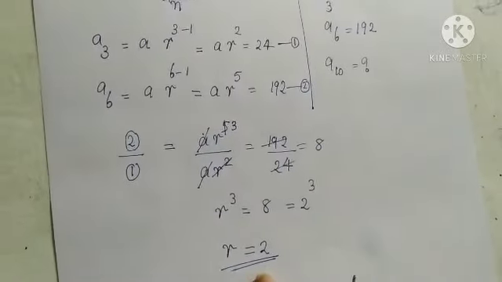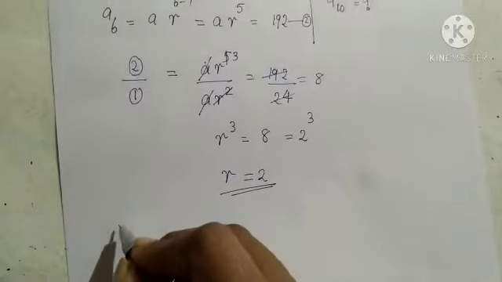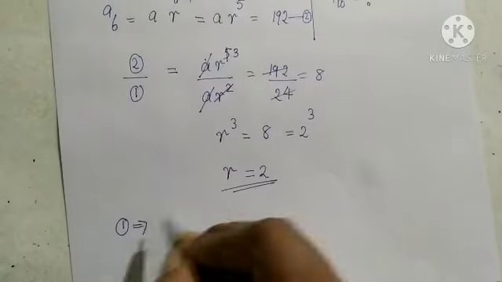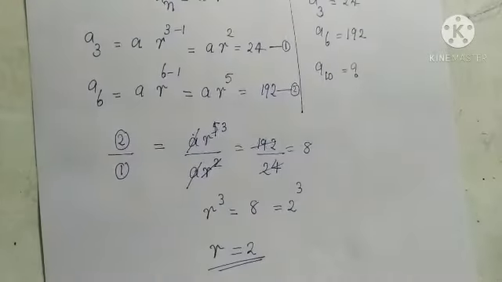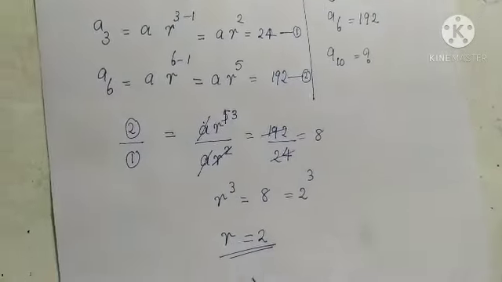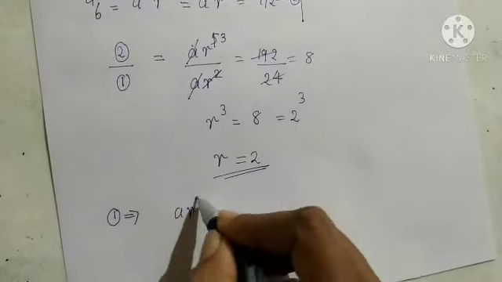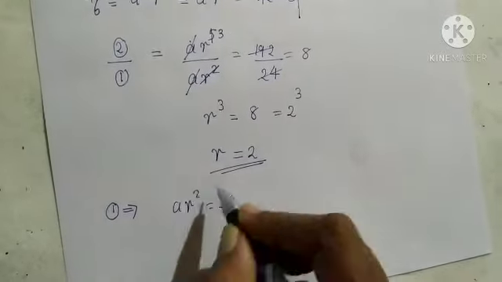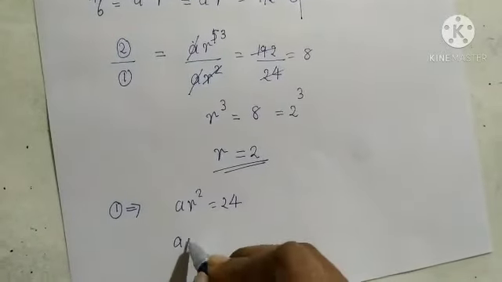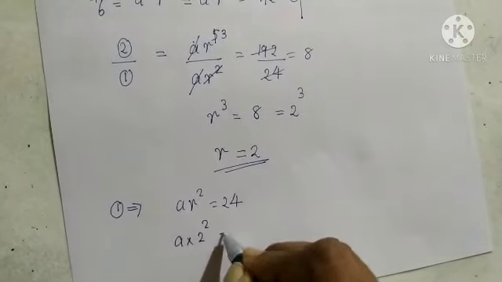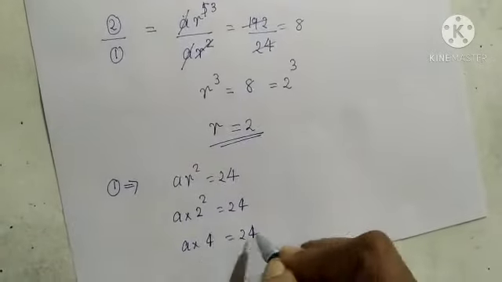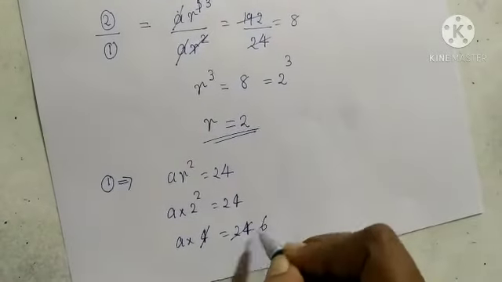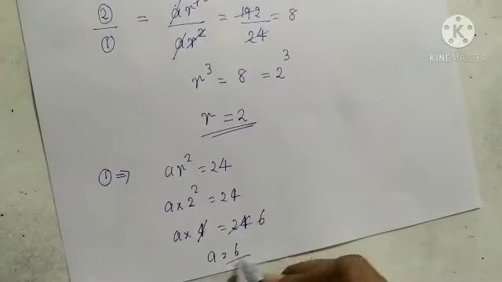So next I'm going to use the value of r equal to 2 in equation number 1. Substituting the value of r in equation number 1, that is a r square equal to 24. r is 2, so a into 2 square equal to 24. a into 4 equal to 24. Cancelling this 4 and 24, we get a equal to 6.